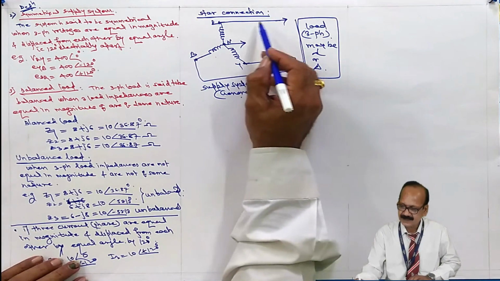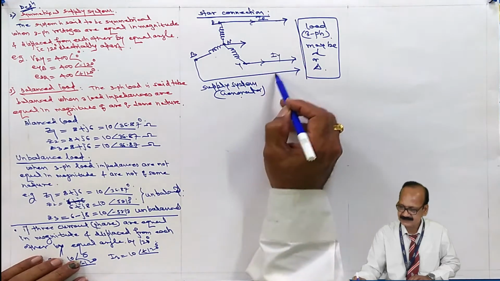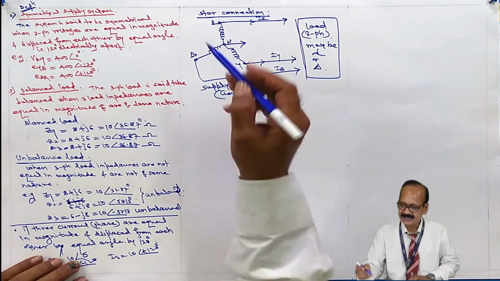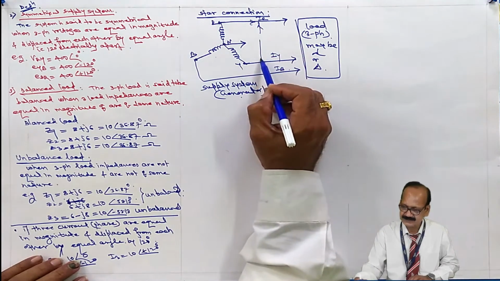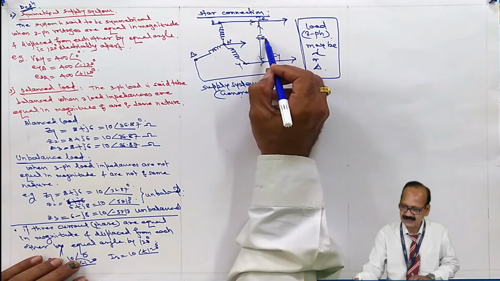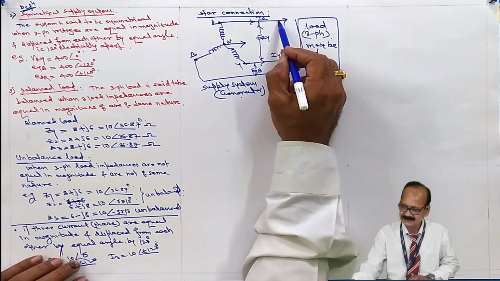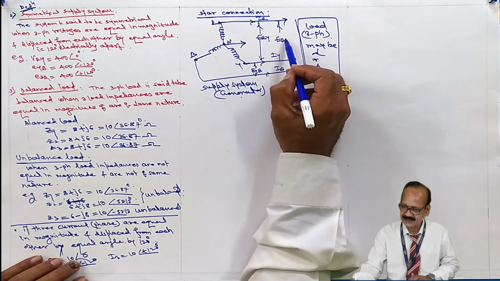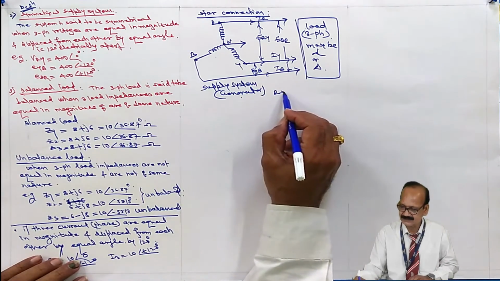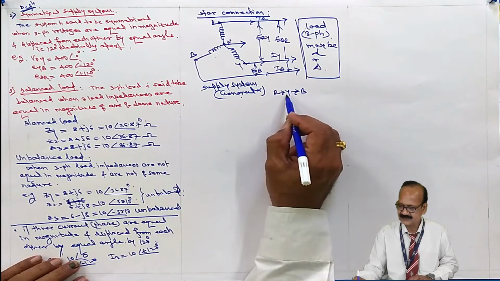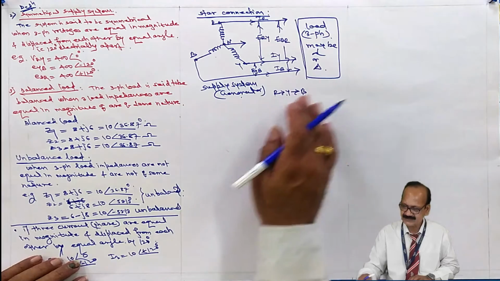So the current flowing through the lines is known as line current, IR. This is IY, and this is IB. And the voltage between any two lines is known as line voltage. For example, this is ERY, this is EYB, and this is EBR. You have to go as per the phase sequence, R, Y to B. It's between R and Y, then Y and B, and then B and R. So these are the line voltages.